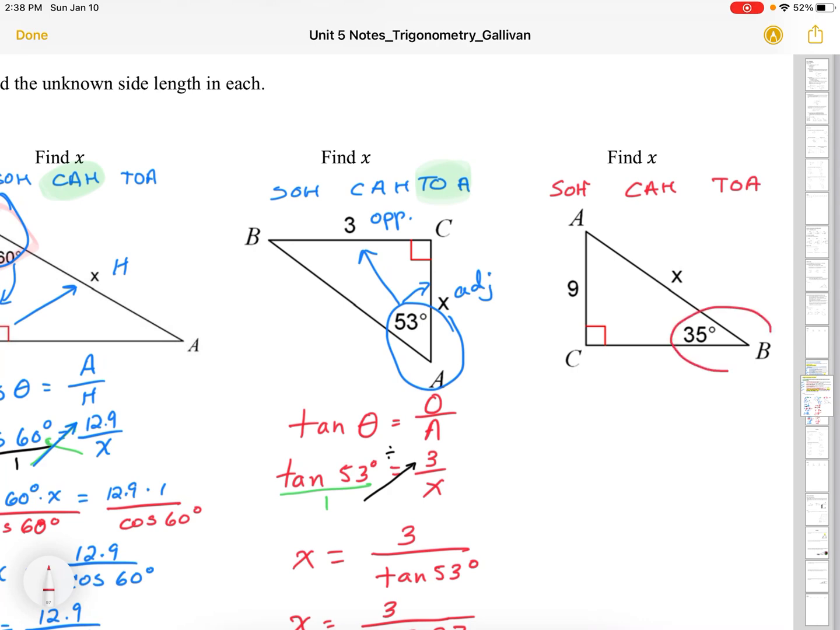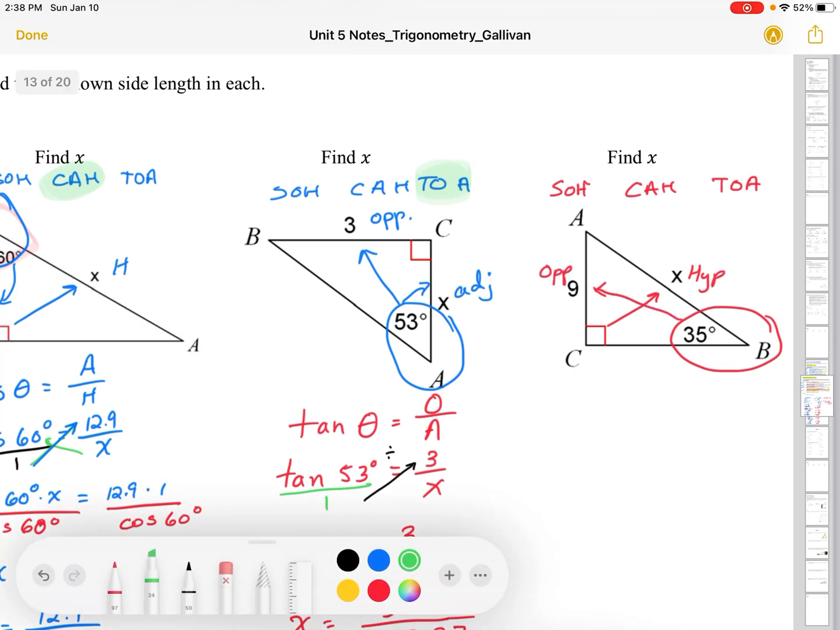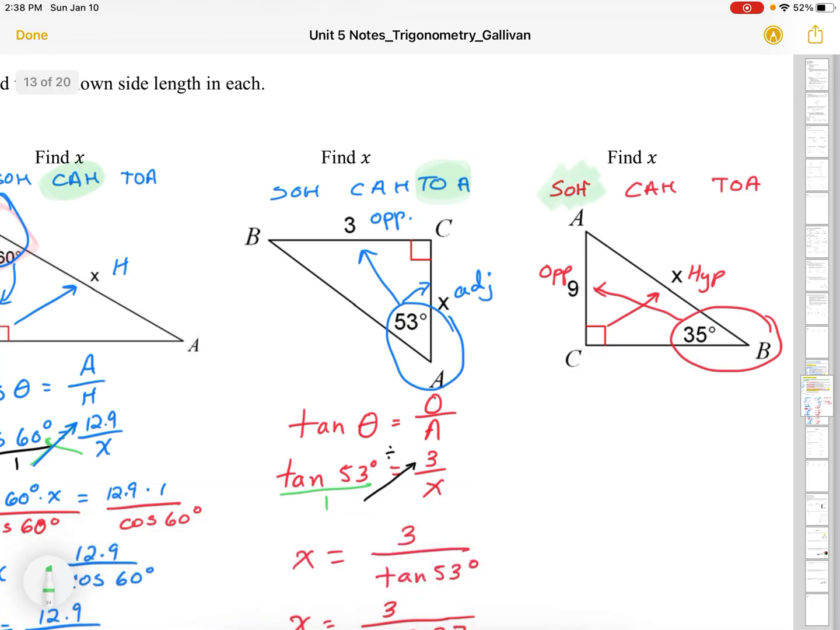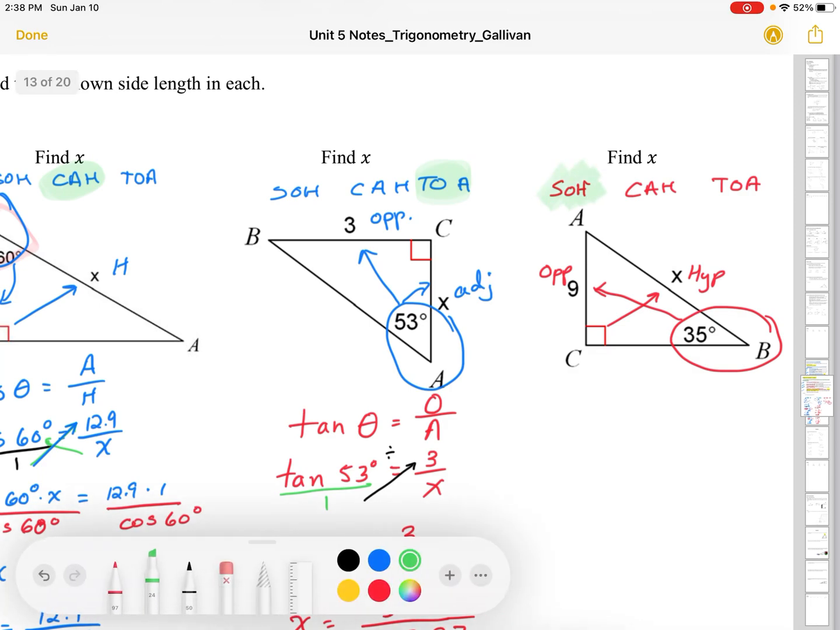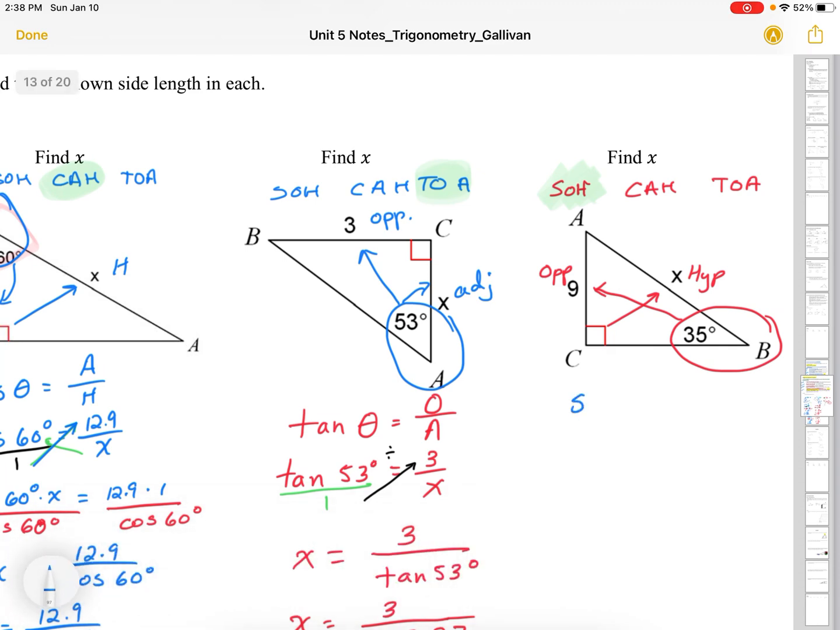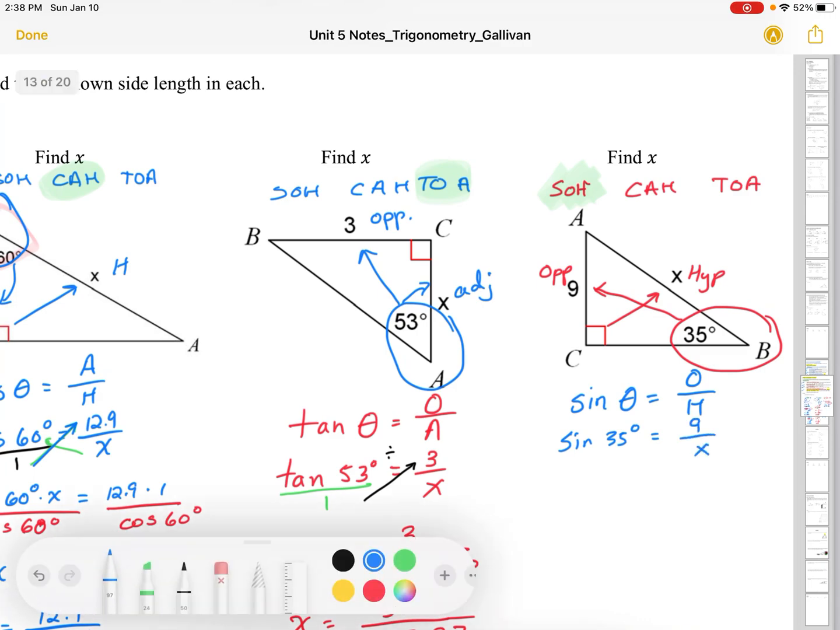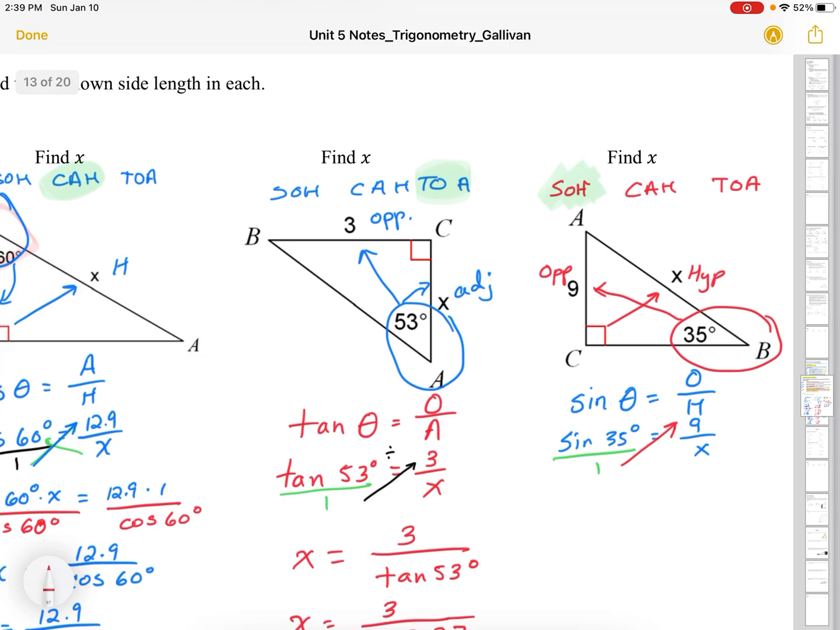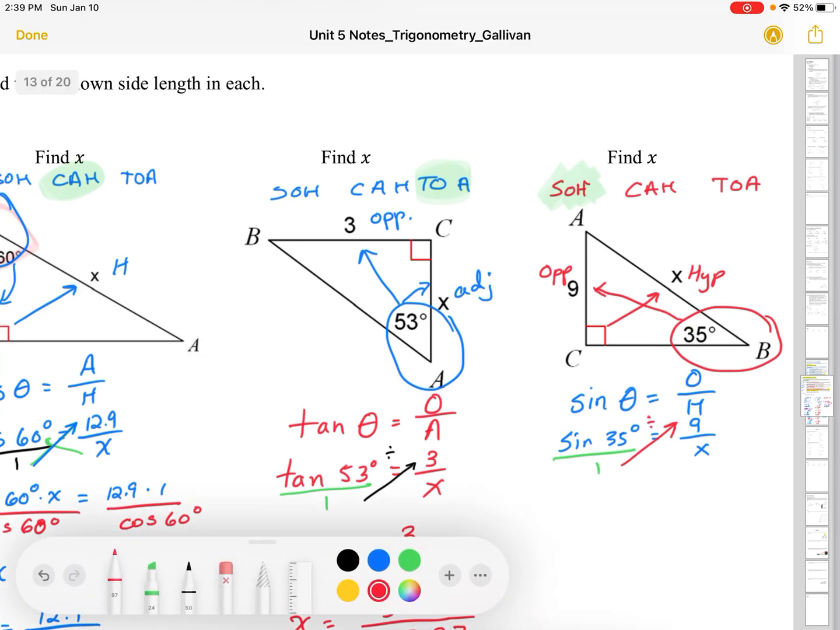So we're going to circle. We're going to label. This is our hypotenuse. This is our opposite. So we have opposite and hypotenuse. So that means we're going to use sine, right? So let's do that. So sine theta equals opposite over hypotenuse. So it's sine of 35 degrees equals 9 over x. We're going to cross multiply and divide. This is like it's over 1. So we're going to cross multiply and divide.